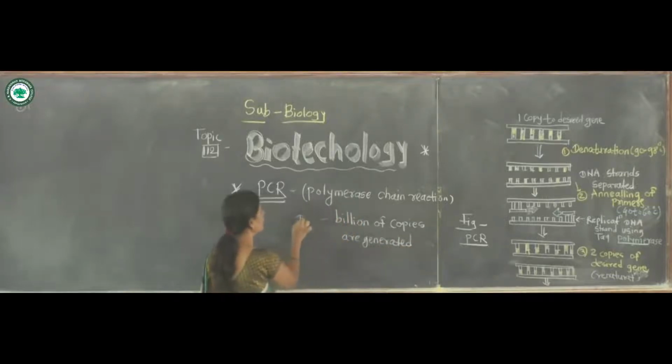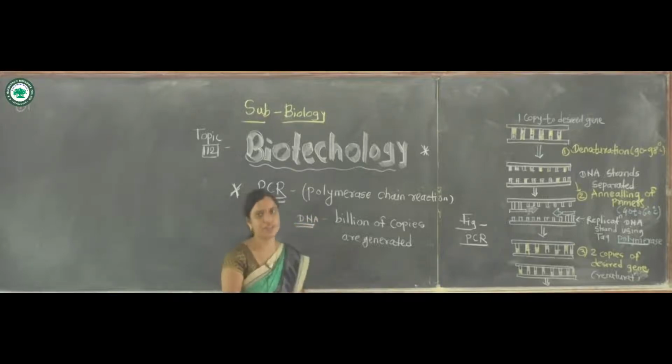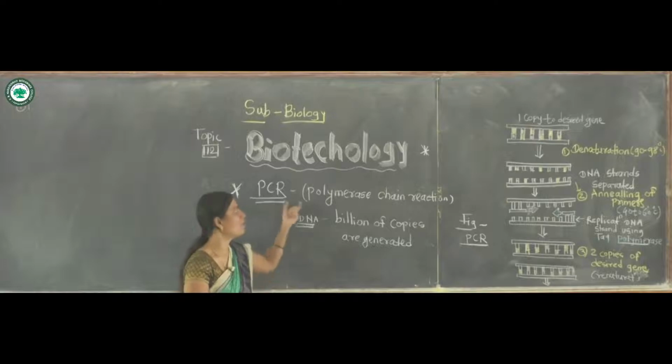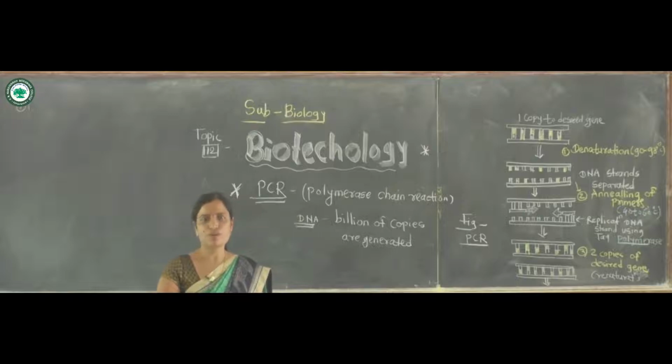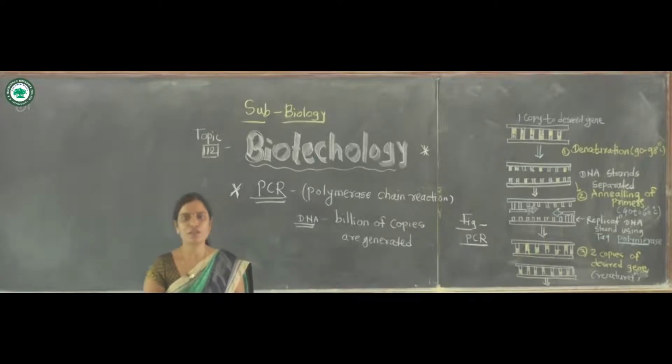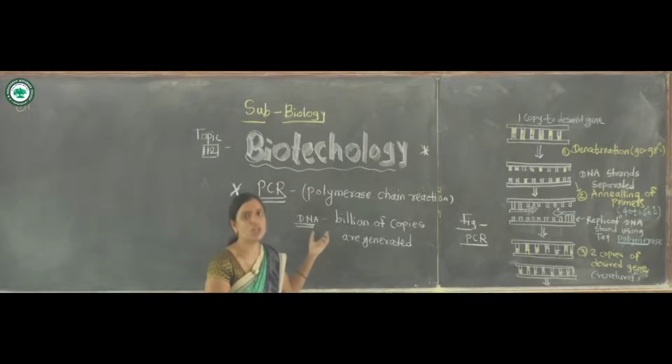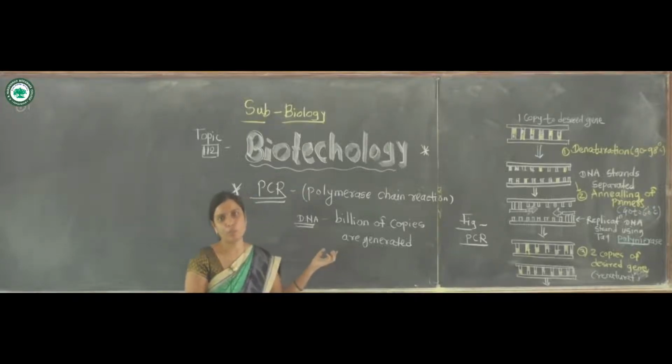The DNA molecules are generated. Billions of copies are generated with the help of this machine, these polymerase chain reactions. These terms are also used for gene cloning or rDNA technology. Gene multiplication takes place in this PCR machine. It takes place in in vitro condition.